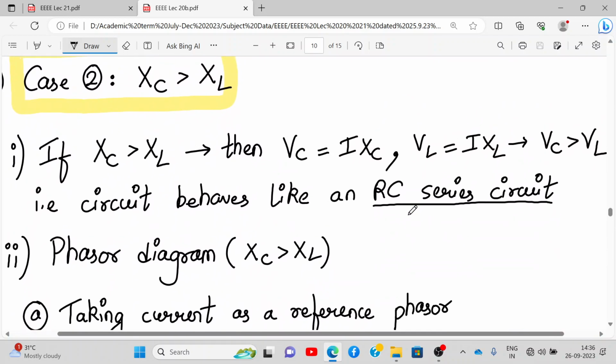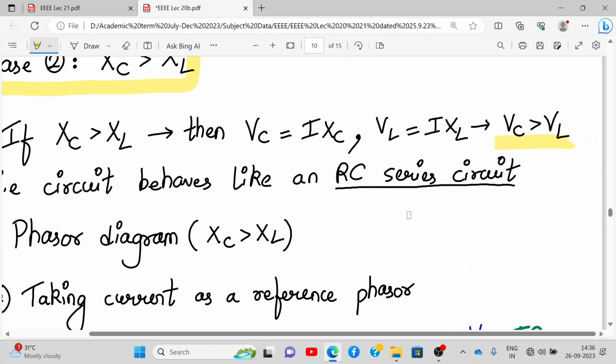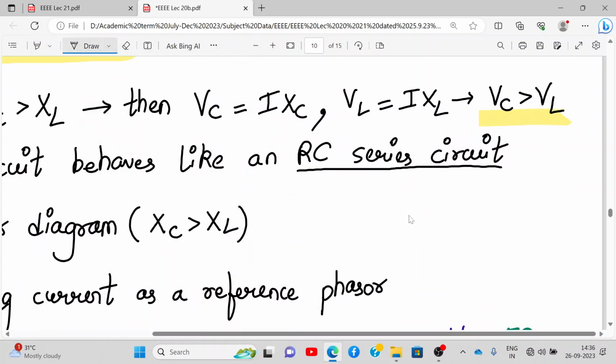Second case, XC greater than XL. So obviously the circuit will behave like an RC series circuit now, where VC will be greater than VL. Now how will you draw the phasor diagram? Tell me. Only the phasor diagram you should understand properly. I'll take current as a reference. This is current. In which direction will I show VC? In the RC circuit, current leads the voltage, right? Current is leading the voltage VC, right?